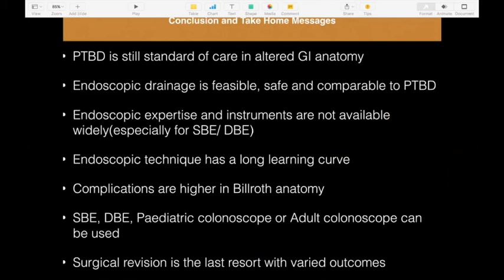So my conclusions and take home message: PTBD is still the standard of care in altered GI anatomy. Endoscopic drainage is feasible, safe, and comparable to PTBD. Endoscopic expertise and instruments are not widely available, especially for single balloon and double balloon related ERCP. The endoscopic technique has a long learning curve, and the complications are much higher in Billroth anatomy. So the endoscopist should be very careful when they attempt ERCP in patients who have Billroth, especially with a duodenoscope. Single balloon, double balloon, pediatric colonoscope or adult colonoscope can be used, and surgical revision can be used as a last resort with varied outcomes.